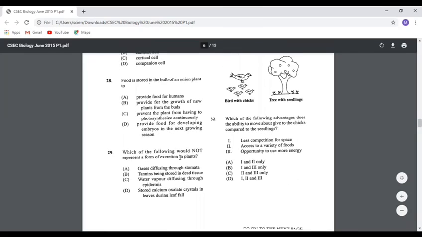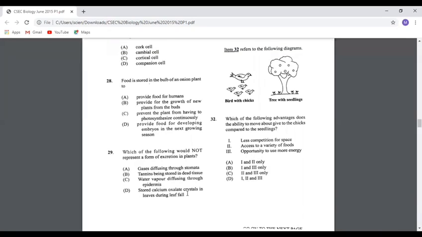29. Which of the following would not represent a form of excretion in plants? A, gases diffusing through the stomata, B, tannins being stored in dead tissues, C, water vapor diffusing through the epidermis, and then D, stored calcium oxalate crystals in leaves during leaf fall. So the answer would be C, water vapor diffusing through the epidermis.